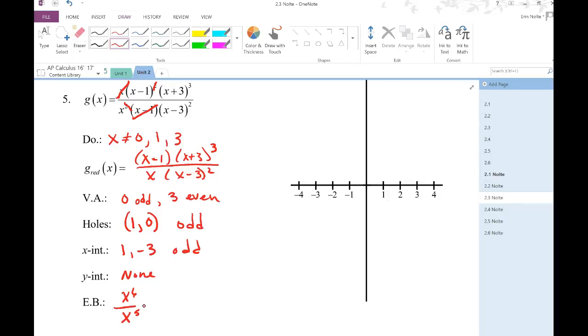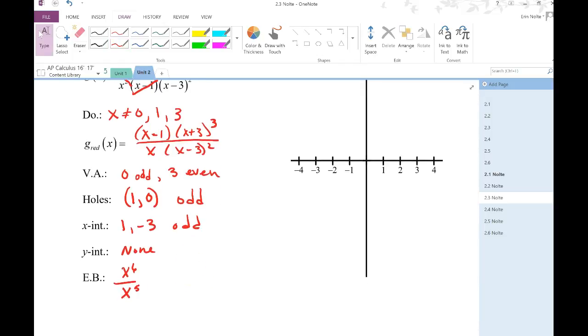Yeah, bigger on top, which means I have a slant. Slant, yep. Okay, so using this, if I plug a giant number into the top and a giant number into the bottom, is it going to be positive or negative? Okay, so my right end is going to go to positive infinity. If I plug a giant negative number into the top and the bottom, where's my left end going to go? Good.